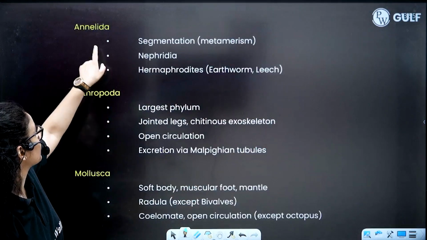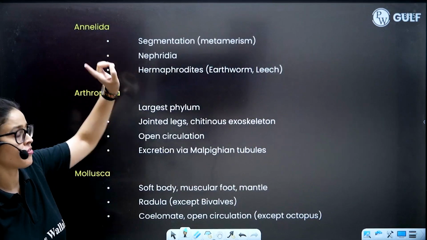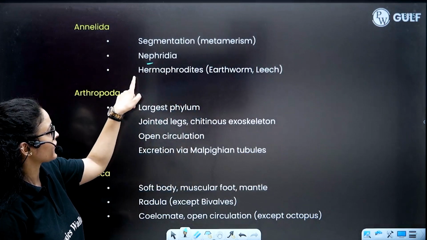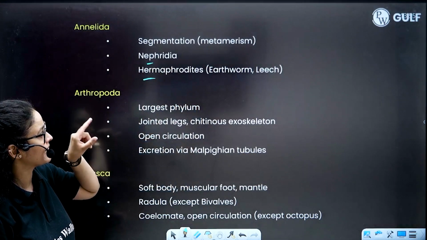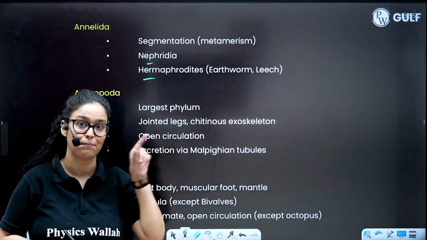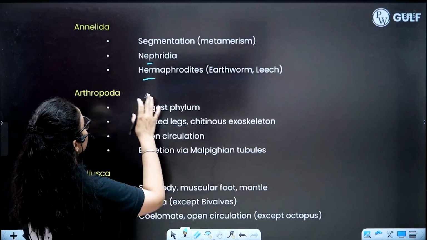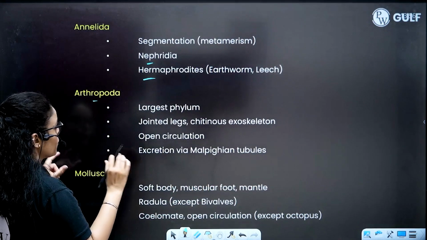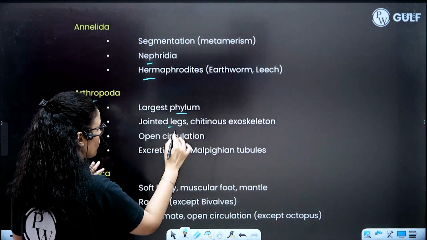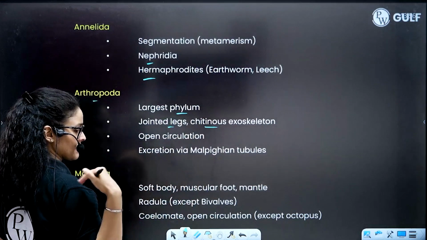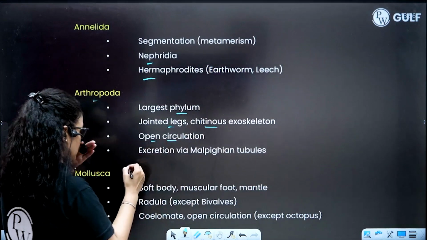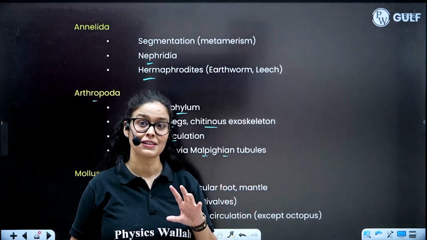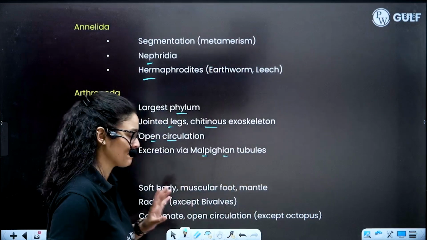Okay, so kids, next, when we talk about Annelida, they have segmentation for the first time, true segments for the first time in the animal kingdom. Nephridia for excretion. Hermaphrodite: earthworm and leeches are hermaphrodite, especially these examples. So they ask this question from Annelida. Next, when we talk about Arthropoda: jointed appendages, the largest phylum, they have jointed legs and a chitinous exoskeleton that protects them, right? Open circulation, excretion via Malpighian tubules in most of them. But the green glands I have told you about, that's again very important, right?